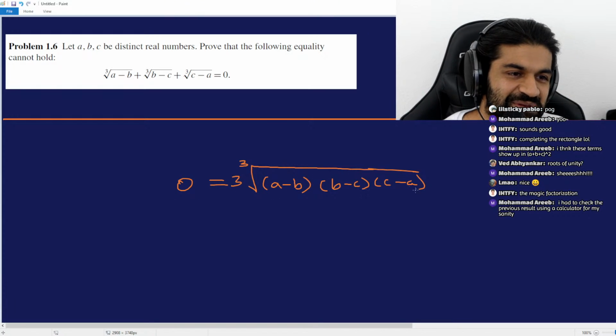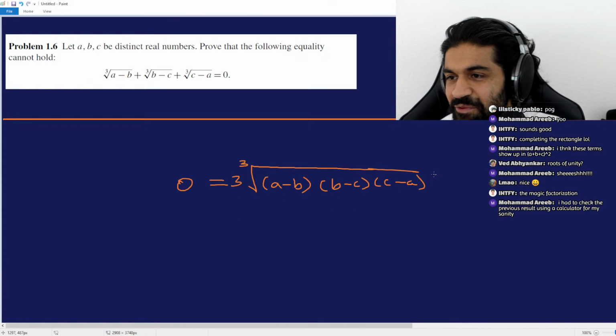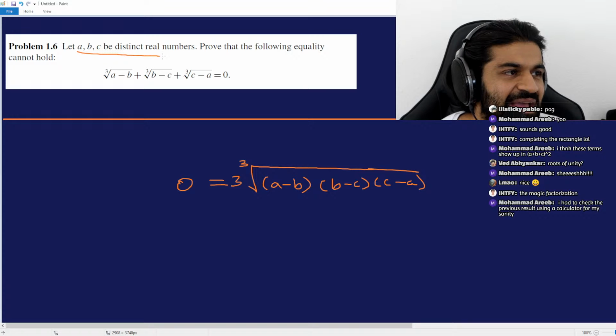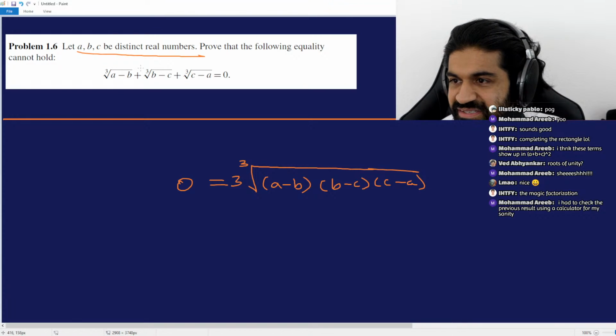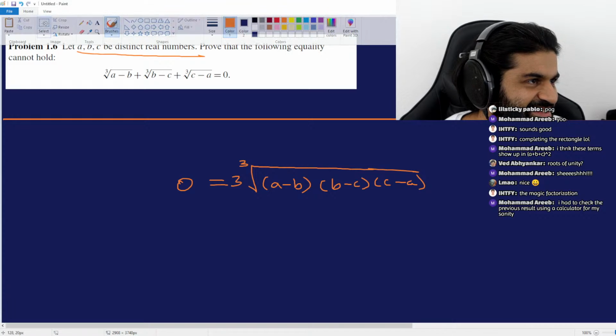Okay, so in any case, this is telling us that 0 is equal to 3 times the cube root of A minus B, B minus C, C minus A, which means that A has to equal B, B has to equal C, or C has to equal A. But they told us at the start that A, B, and C are distinct real numbers, which is a contradiction, right? So this one was not so bad. This one was not so bad at all.